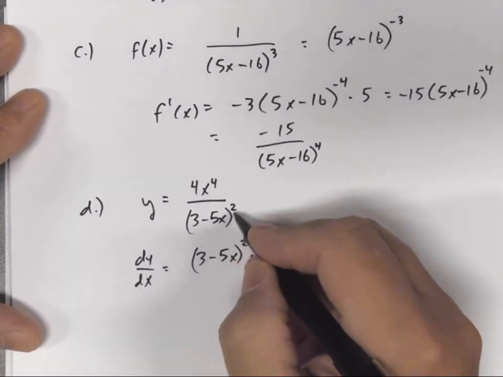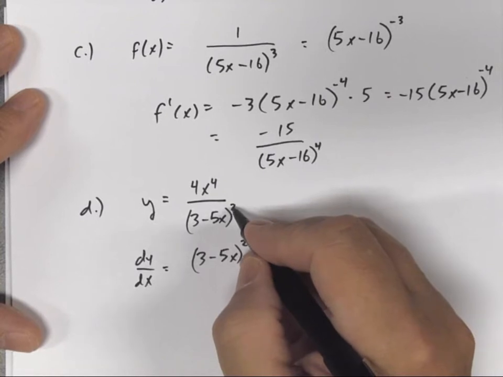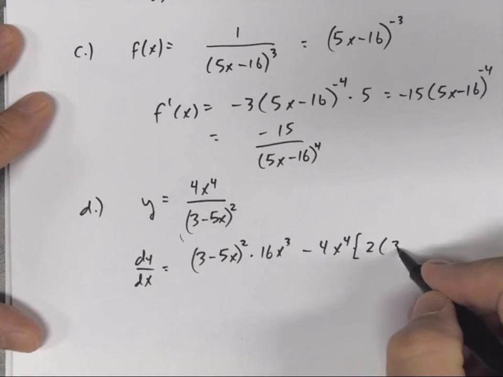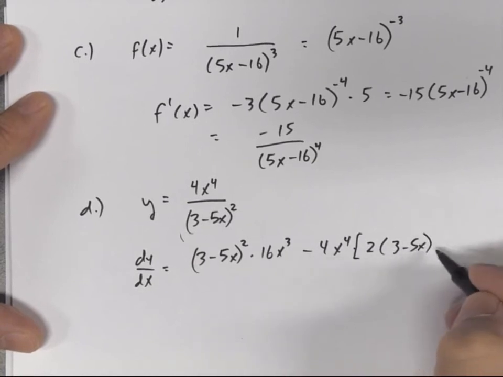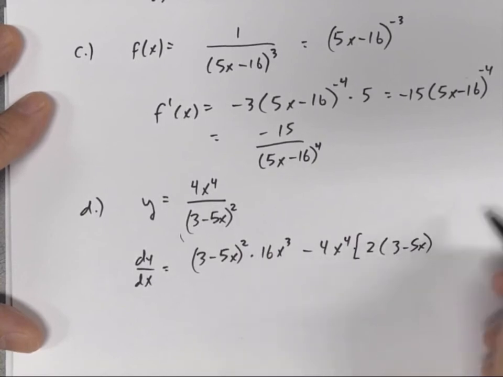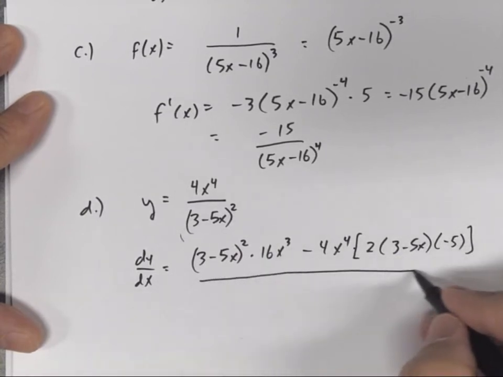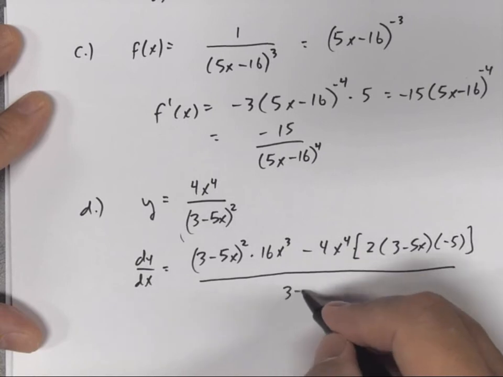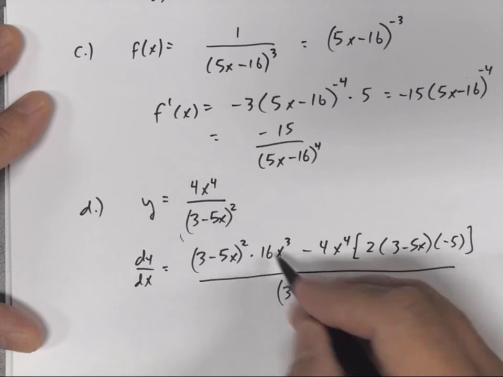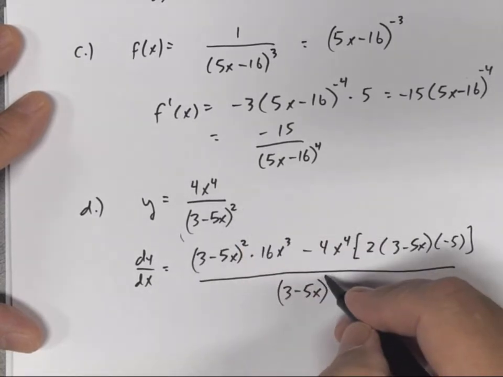Well, here we have to use a chain rule. Derivative of this bottom is we're going to bring 2 out front of the parenthesis. We subtract 1, leave it an exponent of 1, but then we also have to multiply times the derivative of what's inside. And all that over, we square the denominator. When you square a square, it becomes to the 4th.